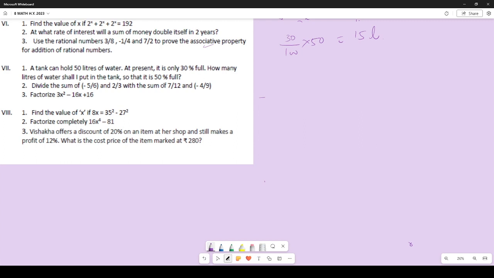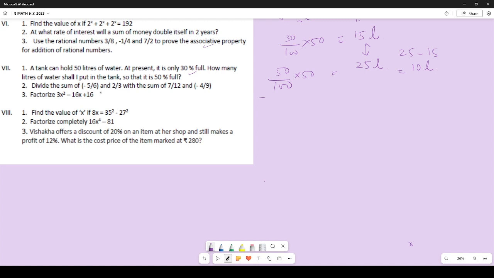Now we have to make it 50% full. So how much will be 50%? 25 liters. So what is the shortfall over here? So we need to add 10 more liters of water. That's all.